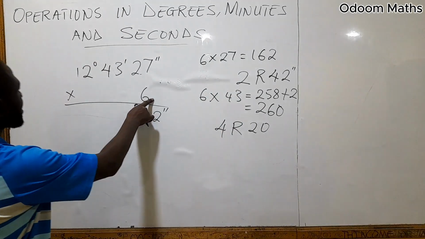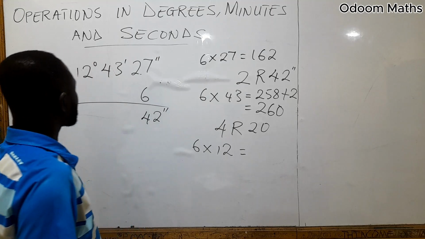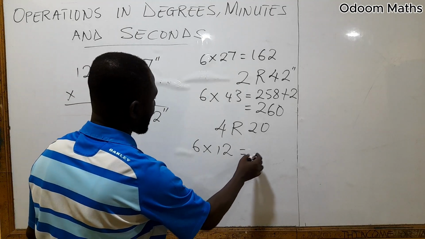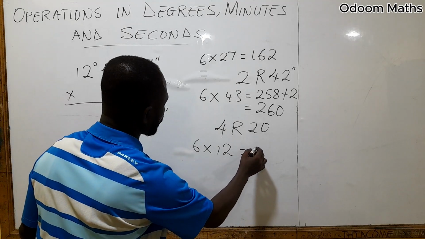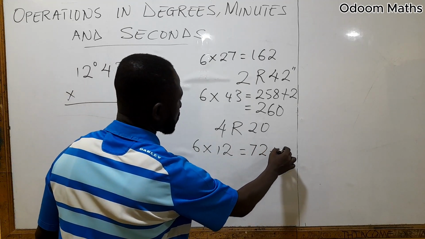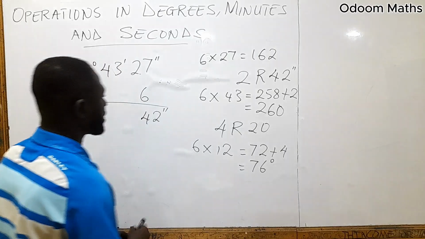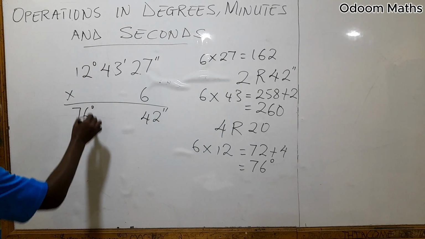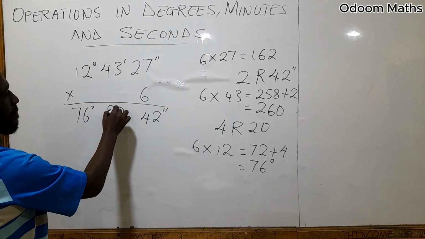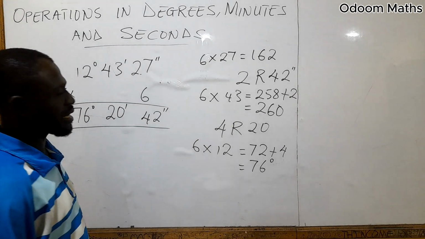So we need to multiply 6 times 12, which will give us 72. So 72 plus 4 is 76. So the answer is 76 degrees, 20 minutes, 42 seconds. So this is our answer.